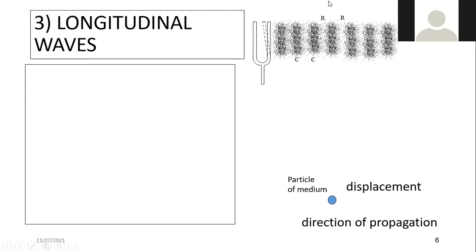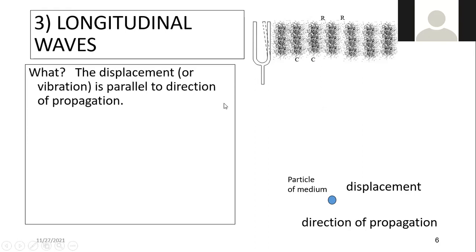Then longitudinal wave, you can use a tuning fork. You hit a tuning fork on the table, and if you put your ear near enough, you will hear it. The amplitude is very low, that's why it's very soft. Only near you can hear the sound wave. Where you have C is compression, R is rarefaction. In this case, the displacement or vibration is parallel to the direction of propagation. Example, sound wave.